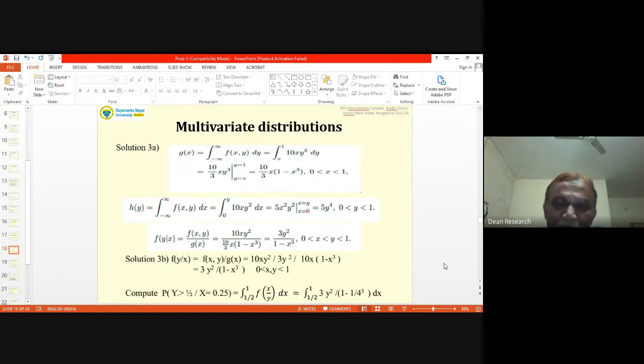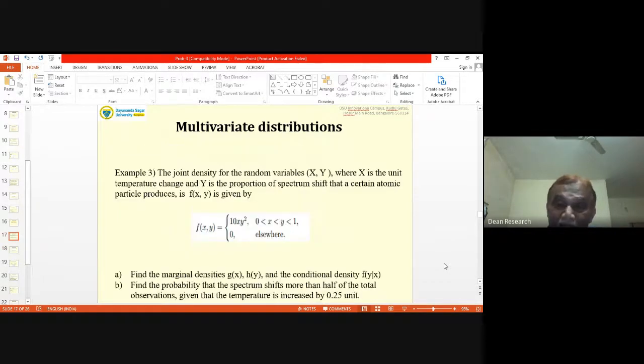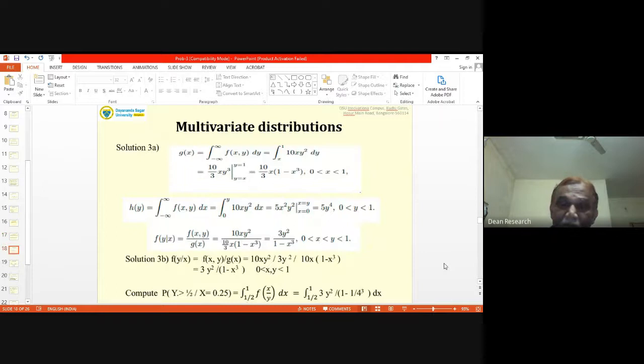So, f of y given x is equal to 3y square divided by 1 minus x cube. And see the limit. Here, because both x and y are present, you should have the original inequality, whatever you had in the definition of f of x comma y: 0 less than x less than y less than 1. If it were only g of x or h of y, you have the inequalities given here, 0 less than x less than 1 and 0 less than y less than 1 respectively. That you should remember. Now, how to compute f of y given x once the values are given?